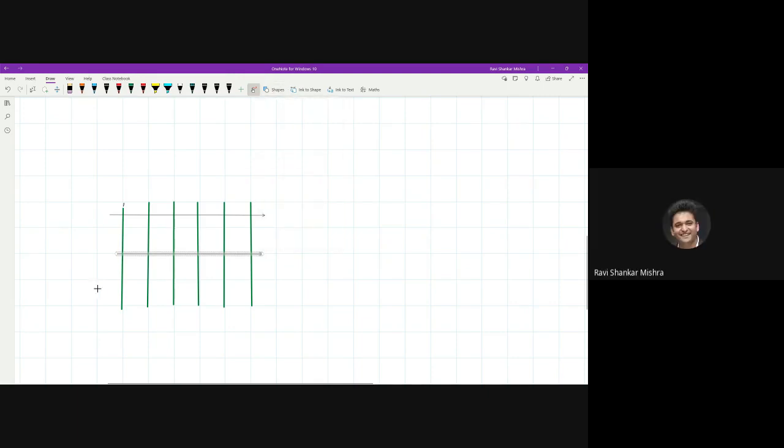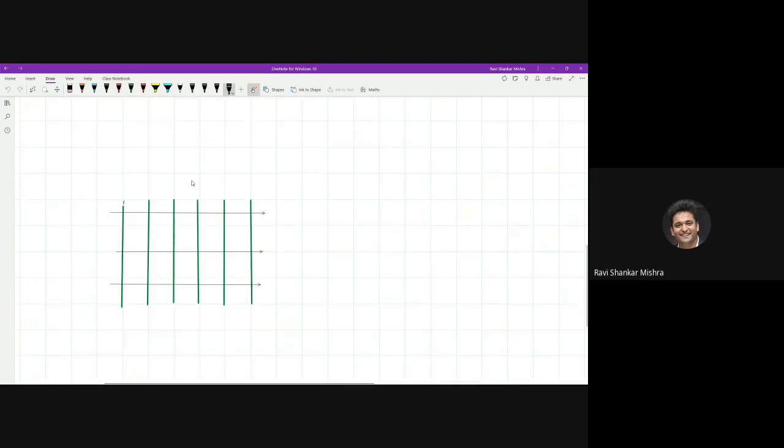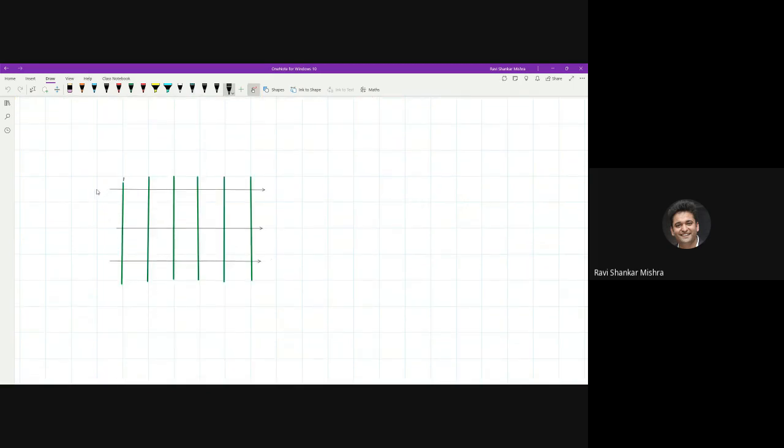With the help of circular wavefronts, I told you this, right? Where the energy is going in all directions equally, and the wavefronts are circular and perpendicular to the energy direction. Now here you are giving the disturbance on the left hand side, energy is passing on the right hand side, and the wavefronts are moving in this direction, right? So the direction of energy is this, and the wavefronts are perpendicular to it. This is 90 degrees.